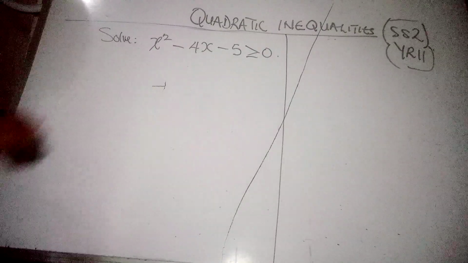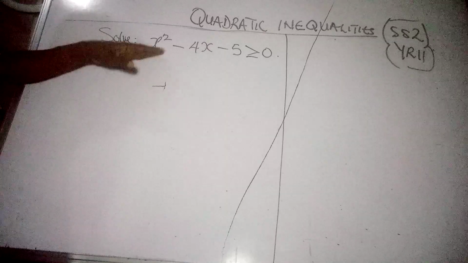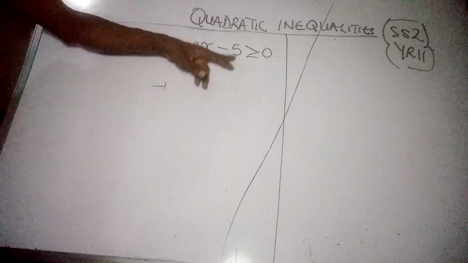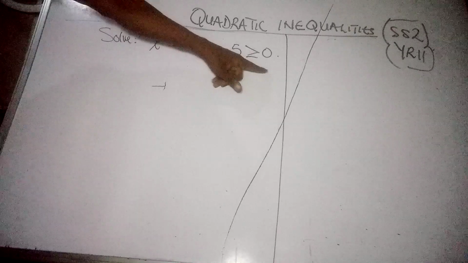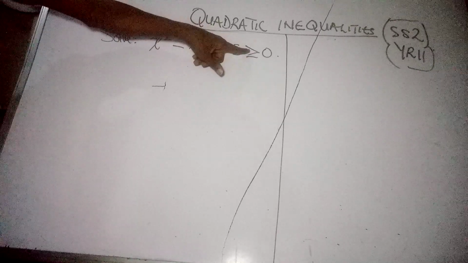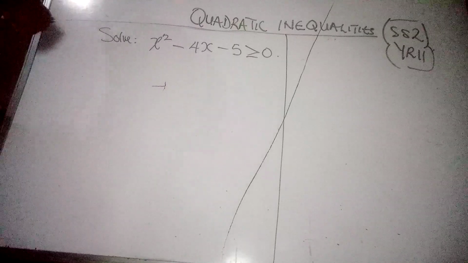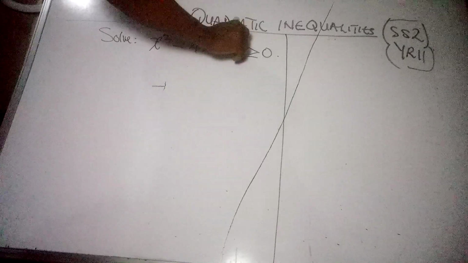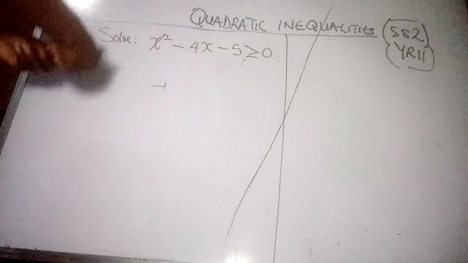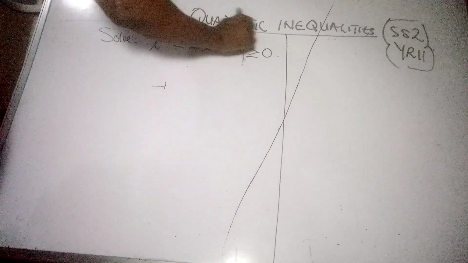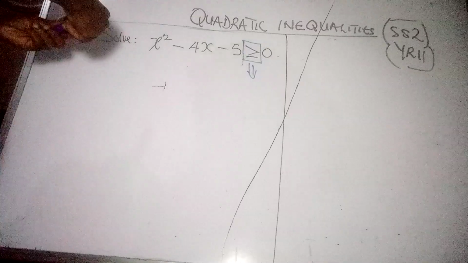Now, let's have a look at the first example question. Solve x squared minus 4x minus 5 greater than or equal to 0. You can see this is an open end. Alright, the first step, you will change this inequality sign to equals to. That's the first step. So let me box it. So I will change it now to equals to.